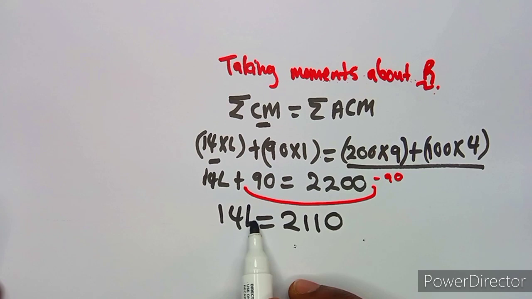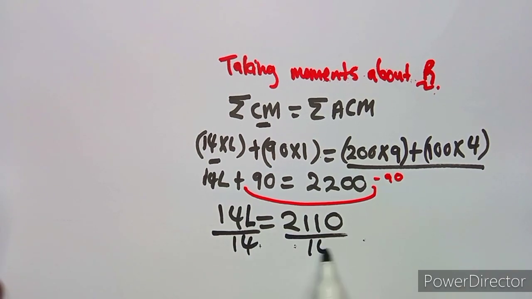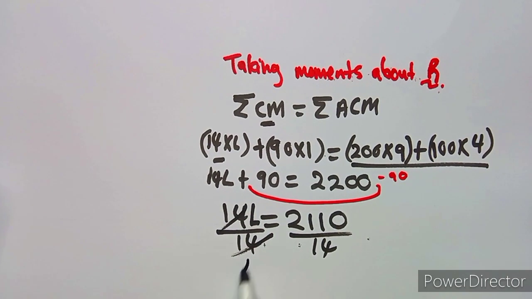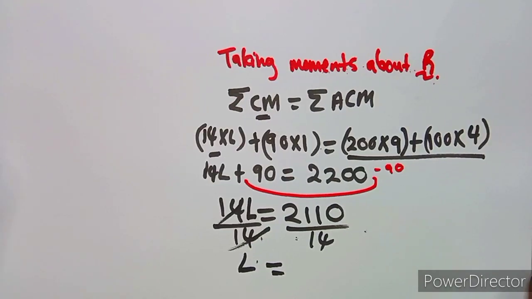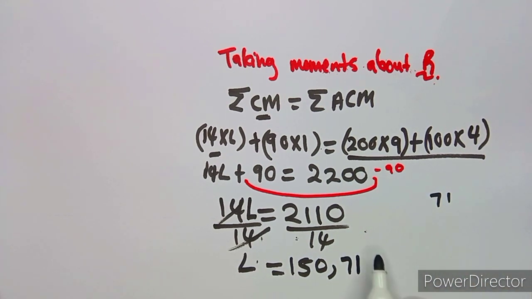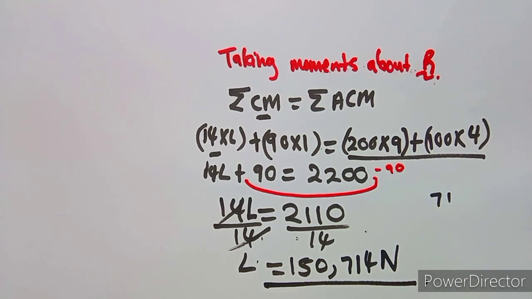Divide by 14 because you want to calculate L there. So therefore your L is going to be, just divide properly, you're going to obtain 150.71428, something like that. Yes, 714 something. So it's newtons there. So that is the L that you're having. So as you can see, guys, after rounding off, we're going to obtain 150.714.